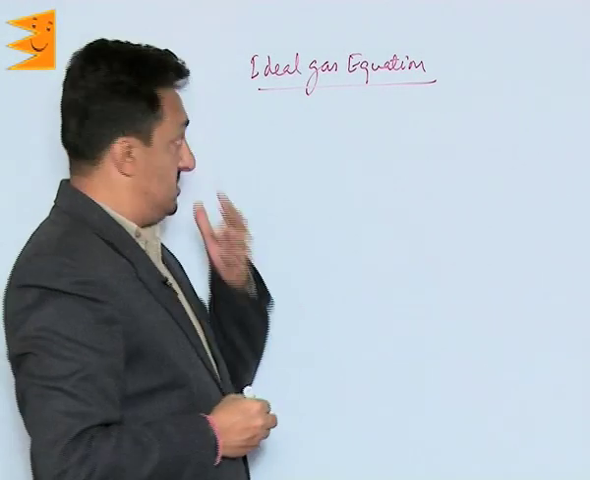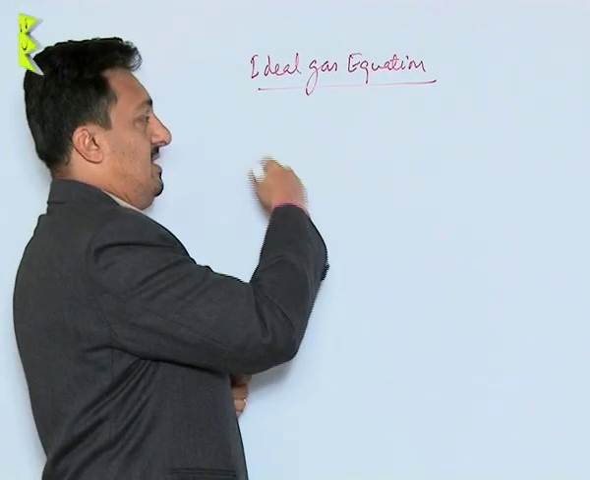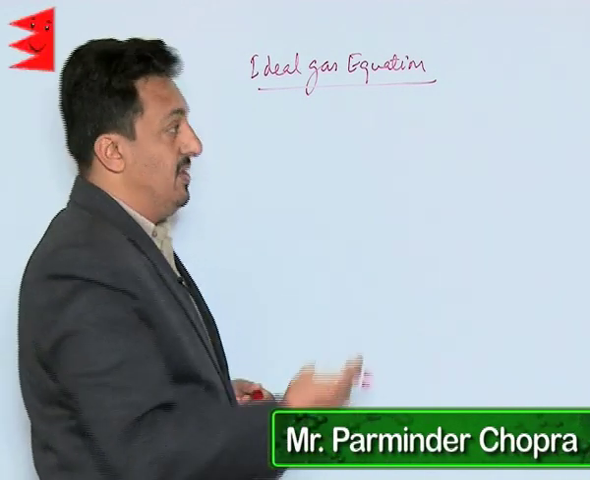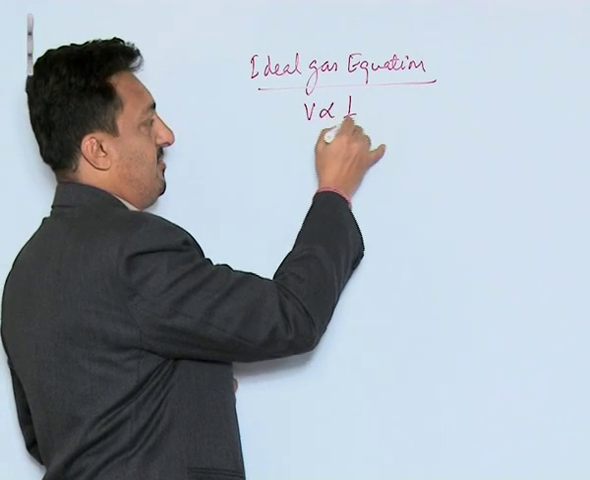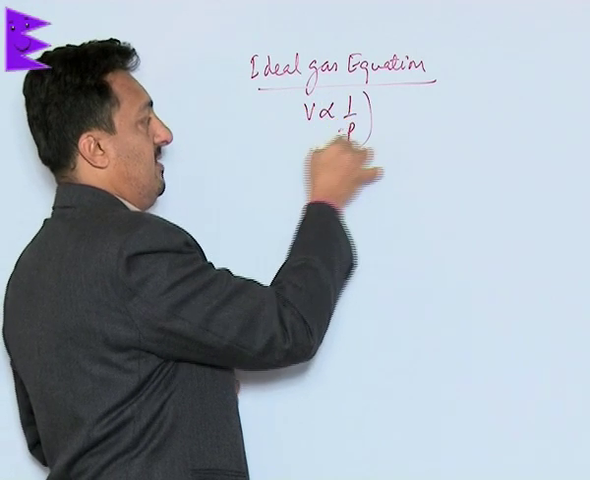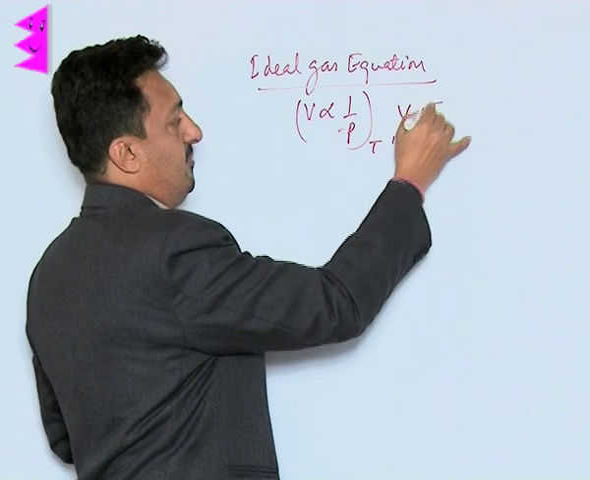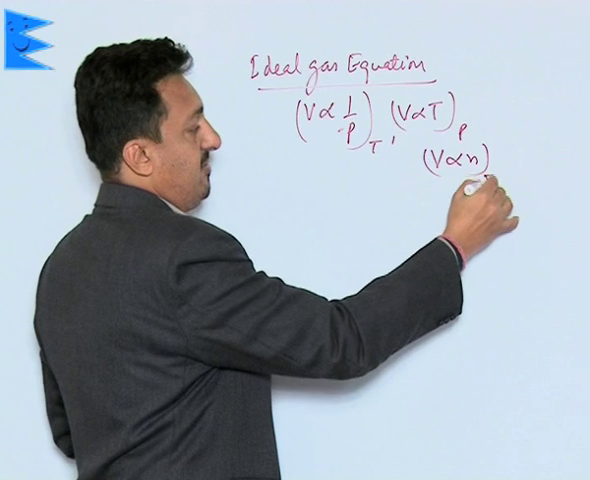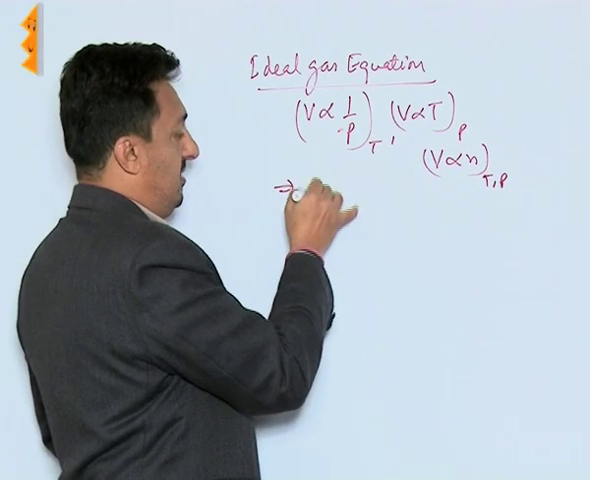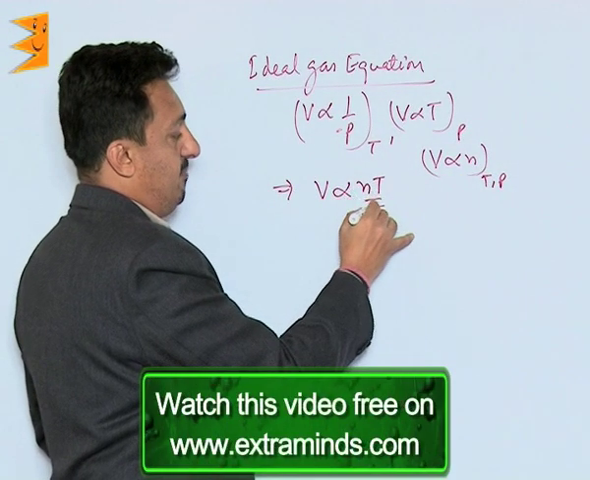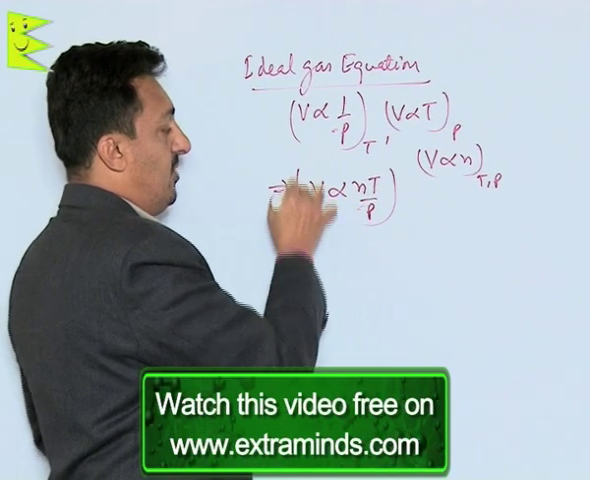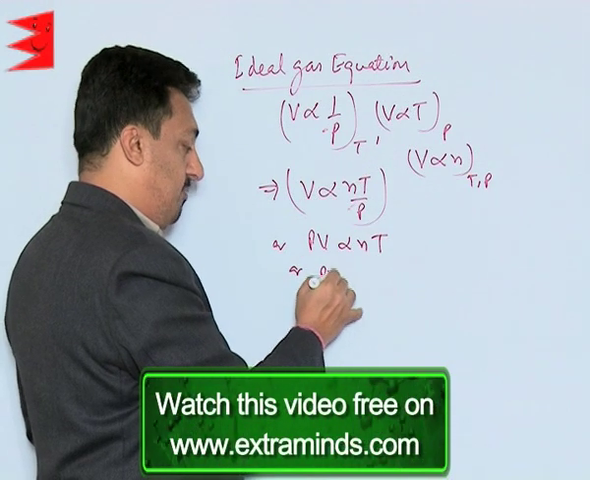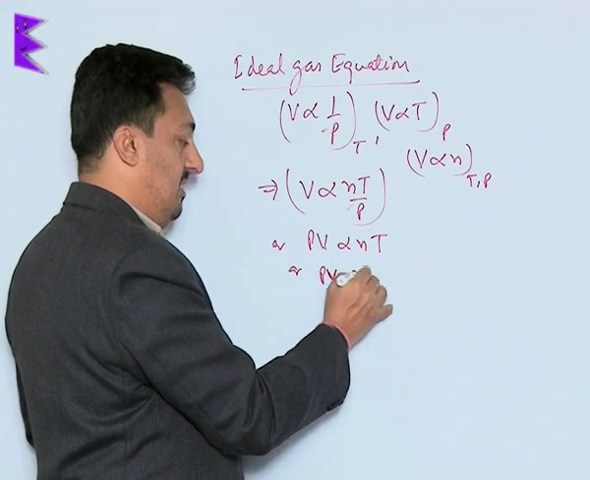Ideal gas equation. As I've explained to you, ideal gases are those gases which follow Boyle's law, Charles' law and Avogadro's law strictly. We know that volume is inversely proportional to what? Pressure. Volume is directly proportional to temperature. Volume is directly proportional to number of moles at constant temperature and pressure. What we can conclude is volume is proportional to nT by P. So we can write PV is proportional to nT, or PV is equal to nRT.